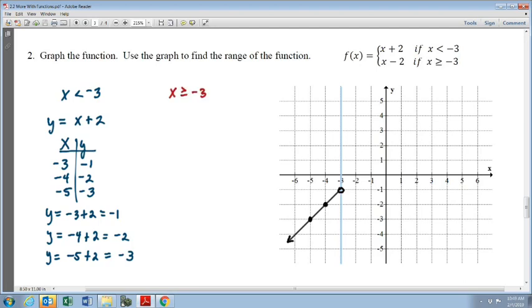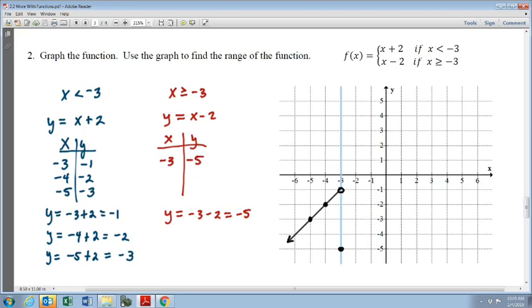When x is greater or equal to -3, our graph is going to be y equals x minus 2. So let's go ahead and do the same thing. Let's plug in -3. We're going to get -3 minus 2. Y is equal to -5. So for this piece of the graph, we start at the point -3, -5. Notice it's a solid dot because we're including that point on the graph, because for this piece, any x value that's greater or equal to -3, we're going to use this piece. So that's why it's a solid dot.